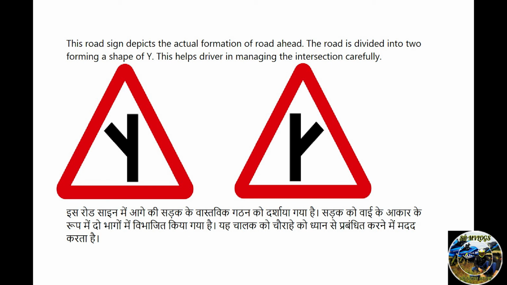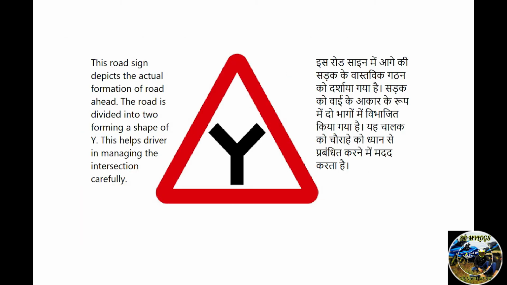This road sign depicts the actual formation of the road ahead. The road is divided into two, forming a shape of Y. This helps the driver in managing the intersection carefully.